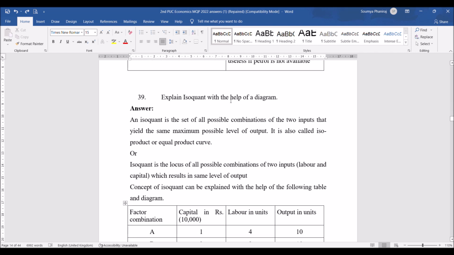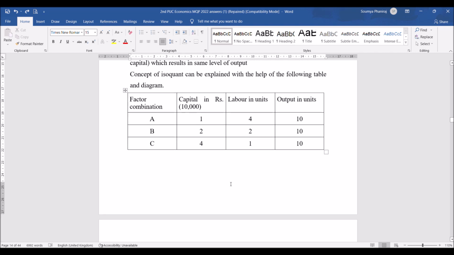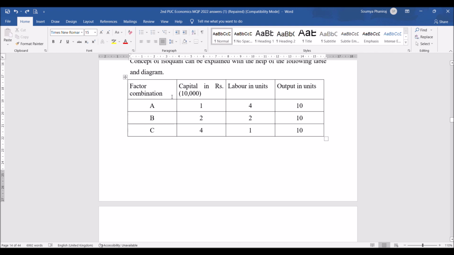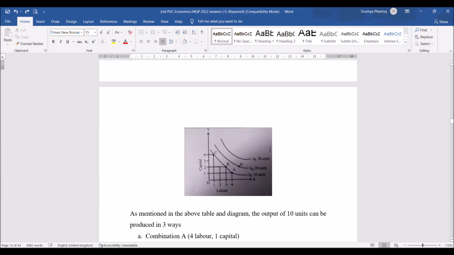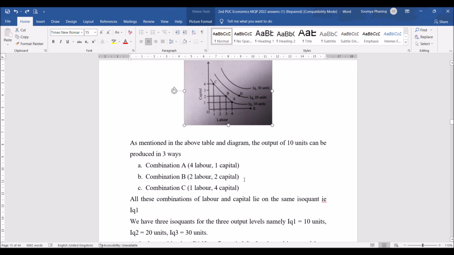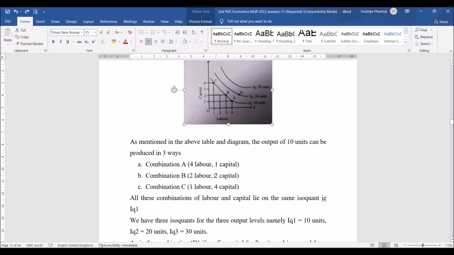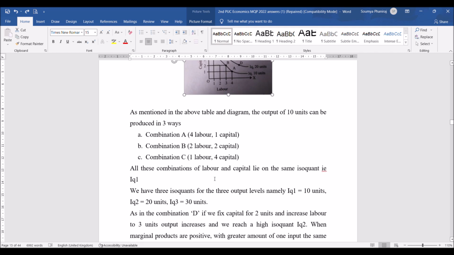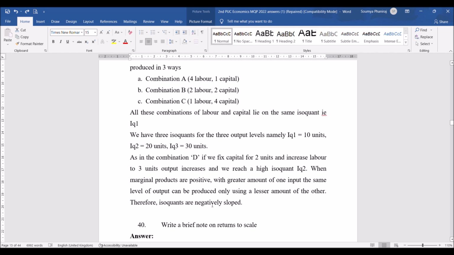So since they have particularly asked with the help of a diagram, here you have to take one example, a table and a diagram. Take the factor combination, capital, labor and output, and depict it in the form of a graph or a diagram, and then explain that in 2 or 3 lines. So what is combination A, what is combination B, what is combination C has been explained here, and at the end you are going to write a conclusion. So when marginal products are positive with greater amount of one input, the same level of output can be produced using a lesser amount of the other. So all isoquants are negatively sloped.